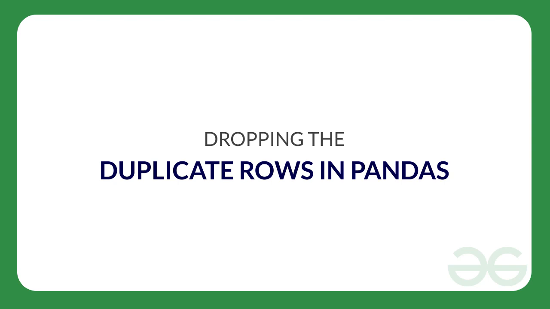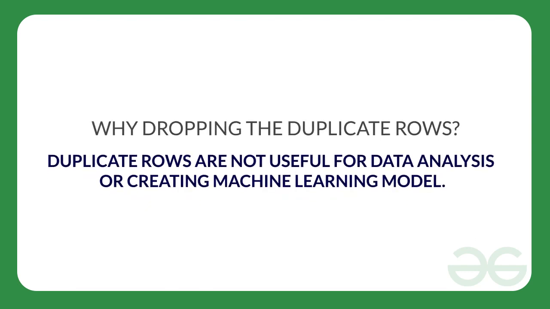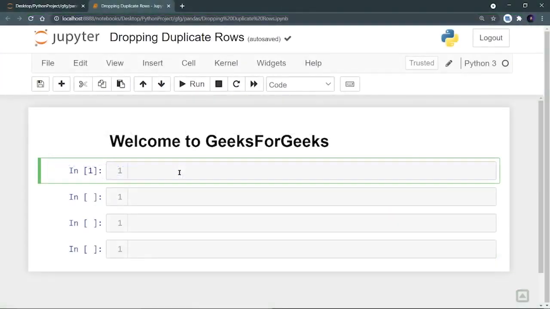In this video, we are going to see some methods which help us in dropping the duplicate rows. Duplicate rows are not useful for data analysis or creating a machine learning model. That's why we need to drop the duplicate rows. Now this can be achieved by using the drop duplicates inbuilt function, and we are going to see its parameters also.